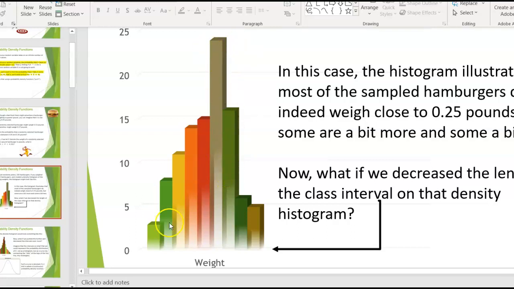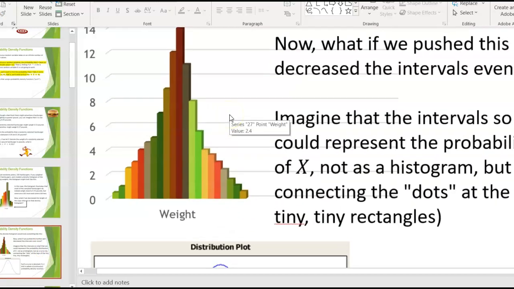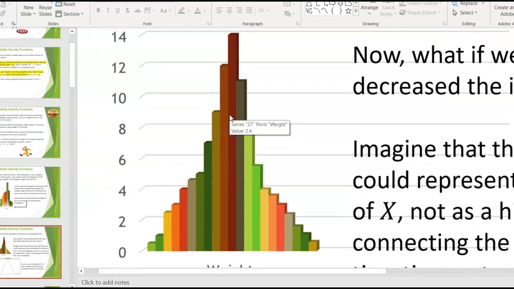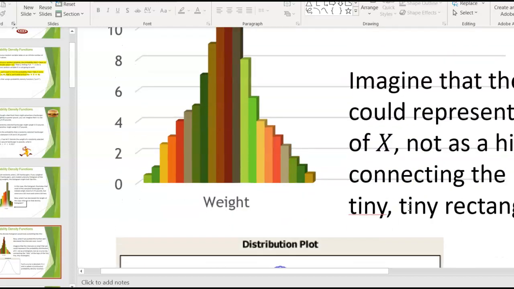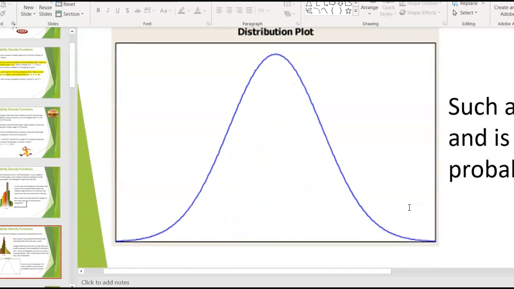Now let's say that's 10 or 20 burgers we've weighed. If I weigh 100, what do you think happens to this histogram? It's going to become even more like a bell curve, isn't it? Those steps on our histogram are going to get closer and closer together. What happens if I weigh 1,000? We're going to get closer and closer to that bell curve distribution, something like that.